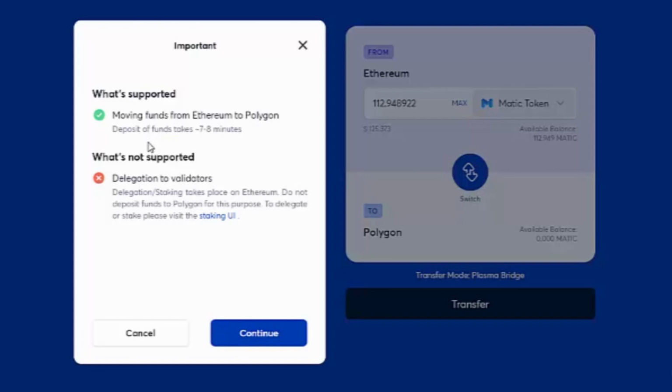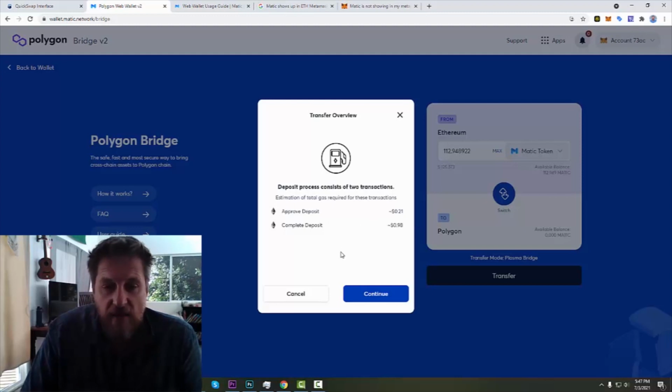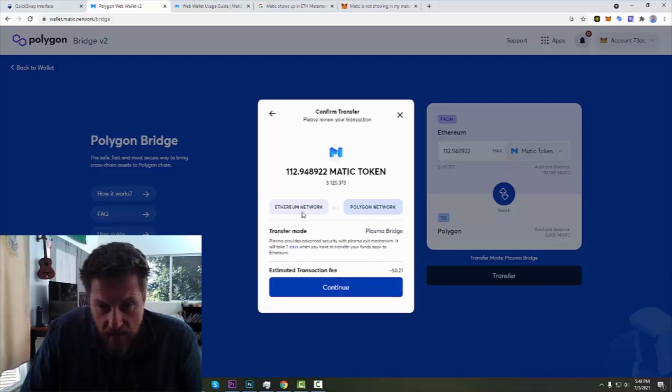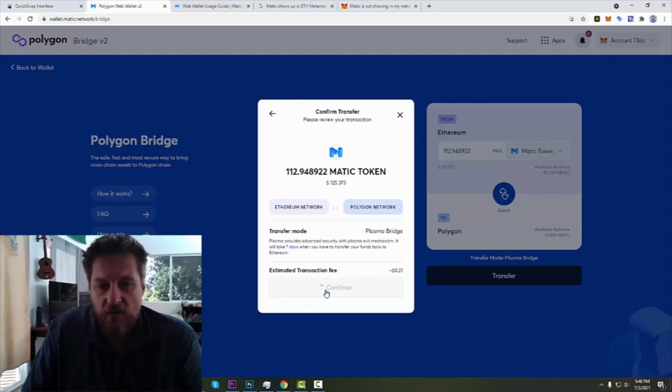All right, let's continue. Approved deposit is 21 cents. Complete deposit is 98 cents. I have to pay some Ethereum gas fees to make this happen because they gave me Ethereum Matic, but I am willing to pay that. And confirm my transfer from the Ethereum network to the Polygon network. Plasma Bridge. It will take 7 days when you have to transfer your funds back to Ethereum. Okay, well, I don't plan on transferring them back. Transaction fee, 21 cents. Yes, let's continue.